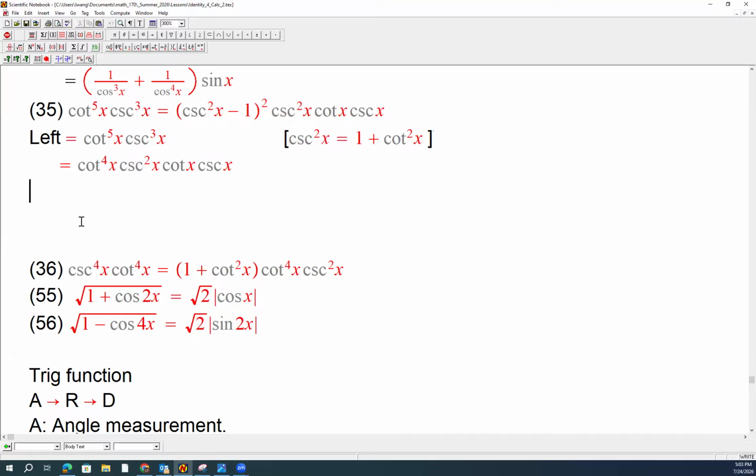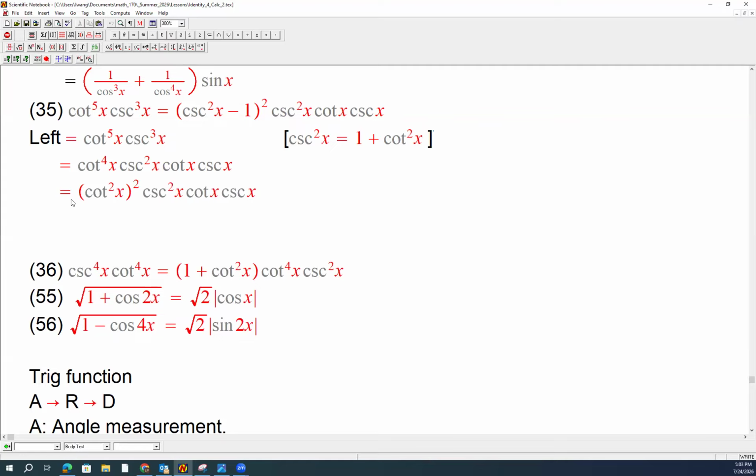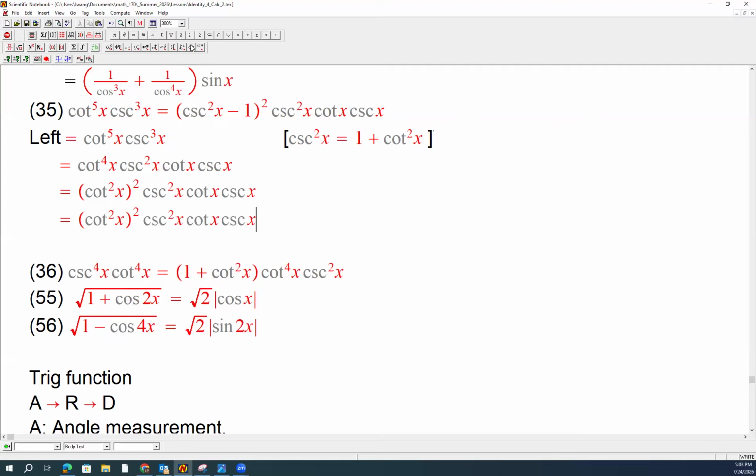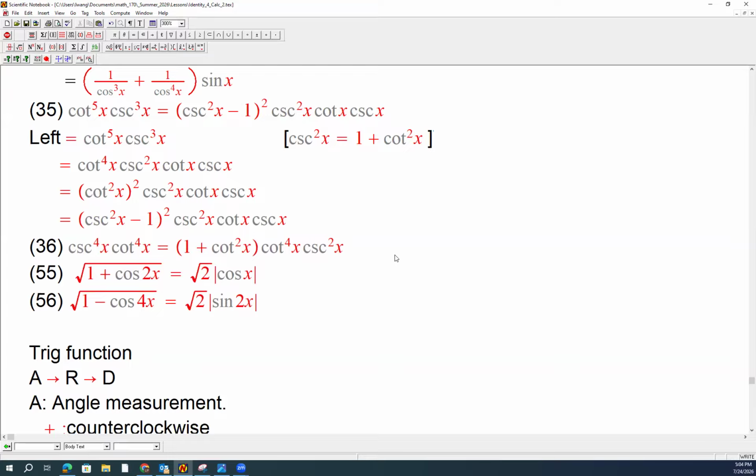And the rest is just everything converted to cosecant. Okay, so we keep this cosecant, we just change this, right? And cotangent to the power of 4, we're going to make it squared and then squared. And that piece inside the parentheses will be replaced by cosecant squared minus 1. Done. We got to the right-hand side.